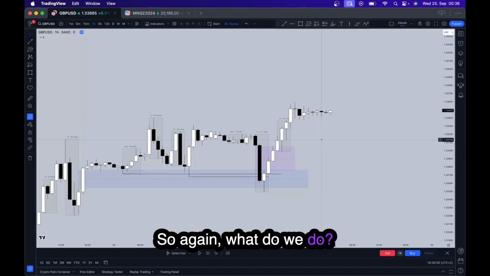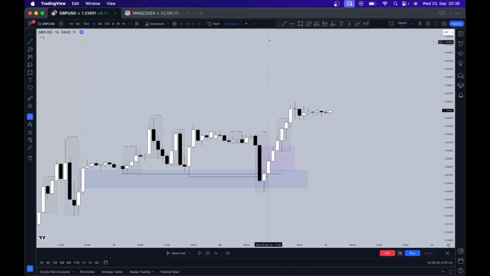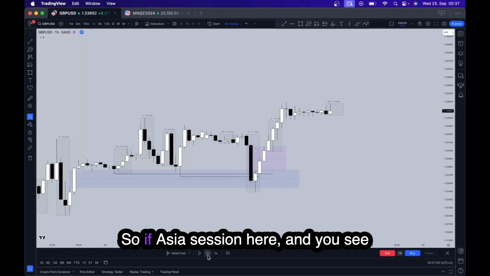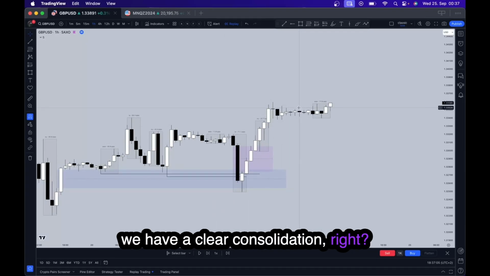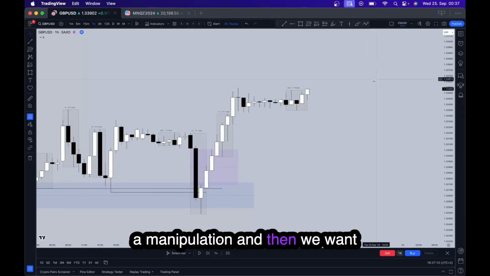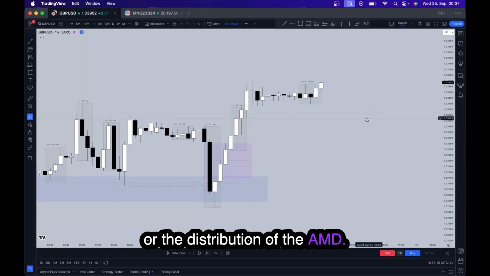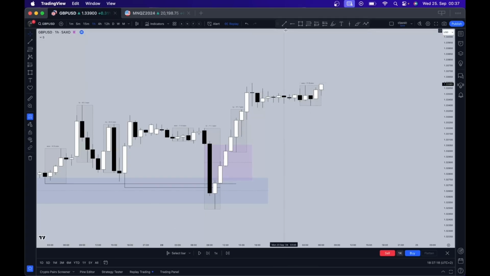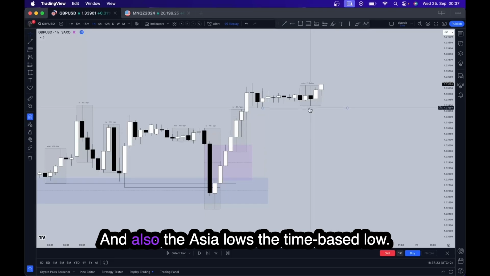So again, what do we do? We wait for the London kill zone to start on Tuesday, right? So we have the Asia session here, and you see we have a clear consolidation, right? And what do you want to see? If you have a consolidation, we want to see a manipulation, and then we want to see price start the expansion or the distribution of the AMD. So in this case, we have the range, and we have the range low, being that H1 swing low here, and also the Asia lows, the time-based low.